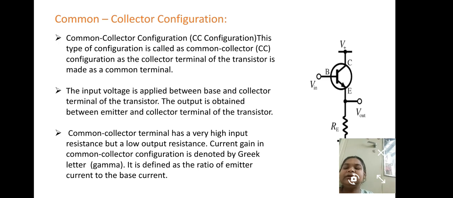Current gain in common collector configuration is denoted by the Greek letter gamma. It is defined as the ratio of emitter current to the base current.